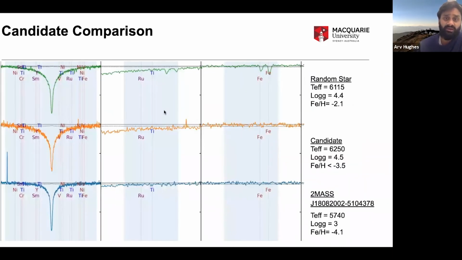So here's just a breakdown and zoomed-in version of the plot before, looking at our lines. The top panel represents a random star, the bottom panel represents the Meléndez star, and the middle one represents our candidate. So you can see the top one has a few features, whereas the two lower panels look quite similar. So this is potentially even lower than minus 3.5.